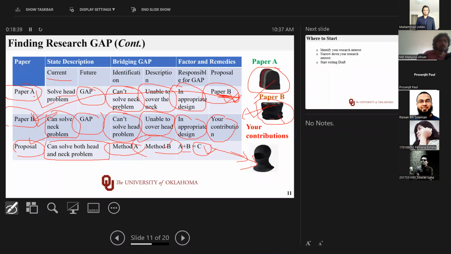For example, when you're reading paper A, you see that he's saying that in future work we have to develop a material like a neck cover. So then that is the limitation.